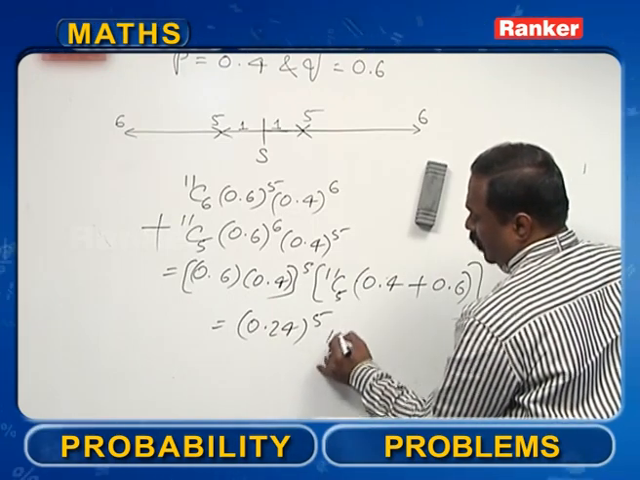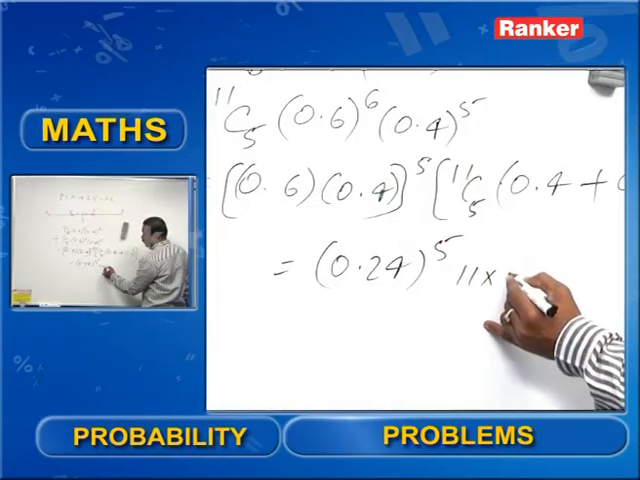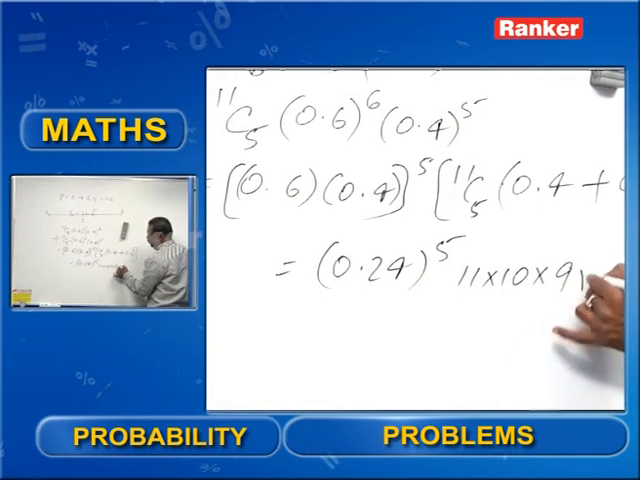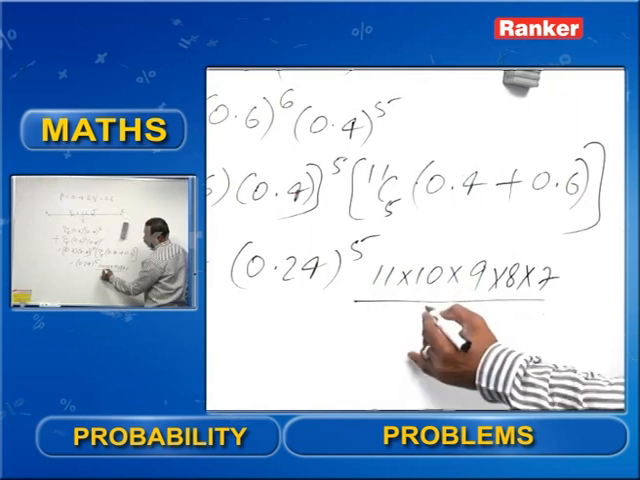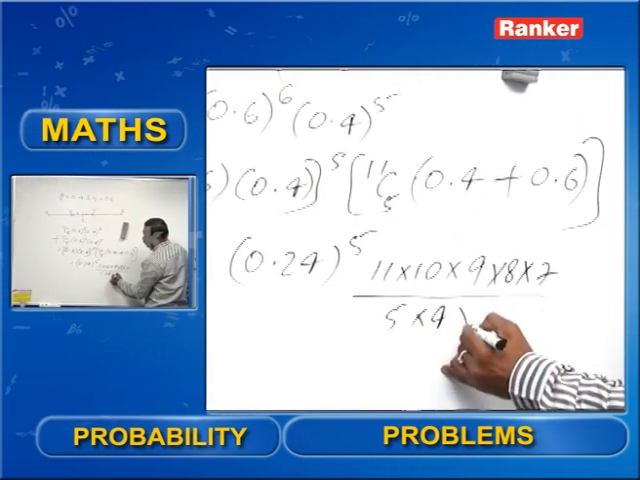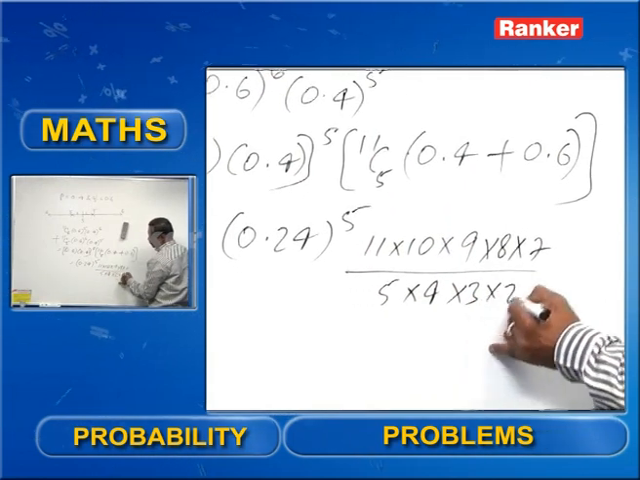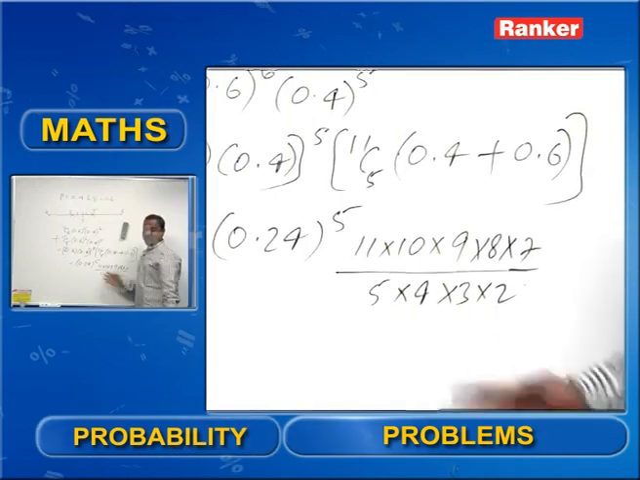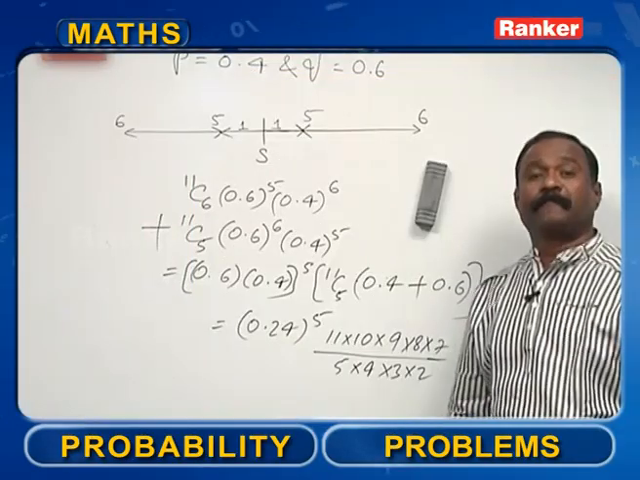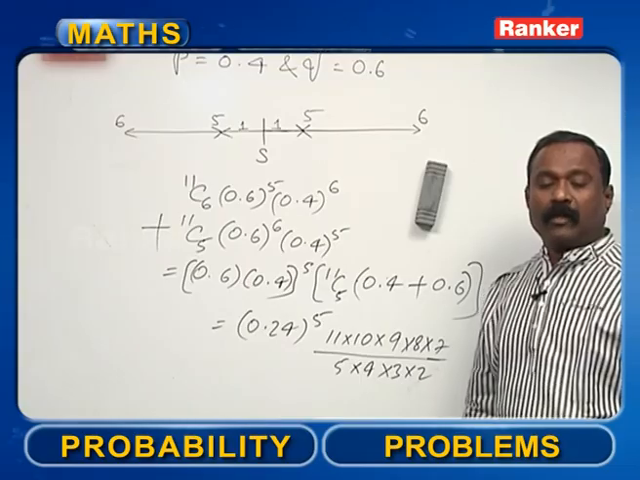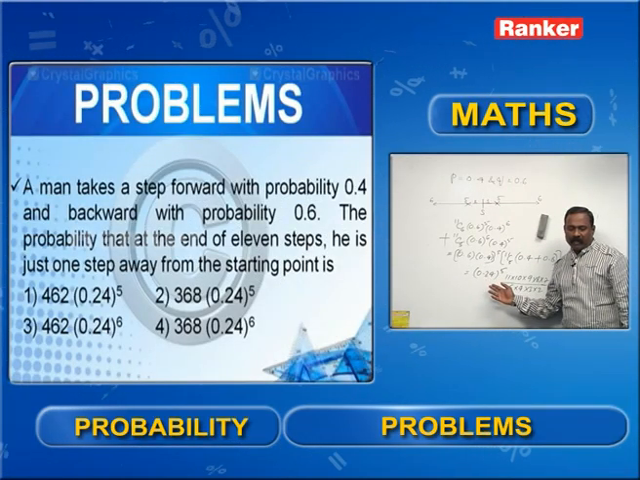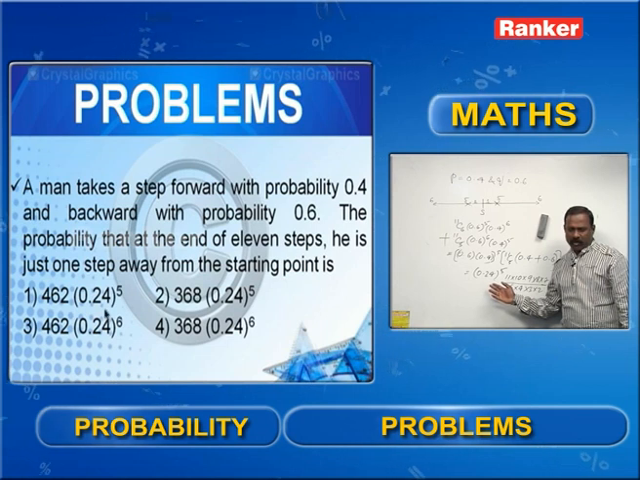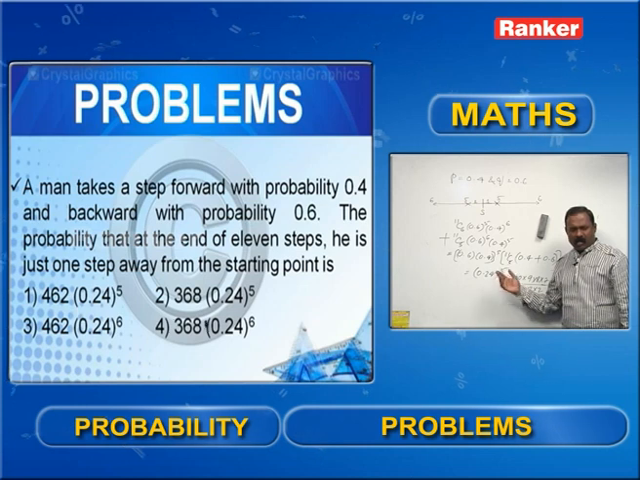11C5, you know, it is 11 into 10 into 9 into 8 into 7 upon 5 into 4 into 3 into 2. If you simplify this, you'll be getting the answer. So 0.24 whole power 5 is there already. In every option, you can find that. In the first and second options, you have 0.24 whole power 5. So it should be either 1 or 2.